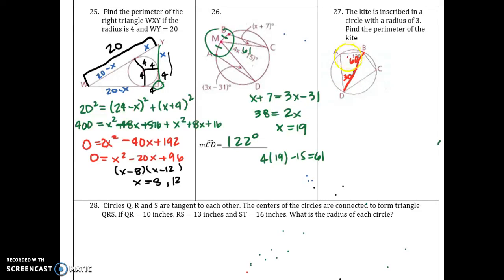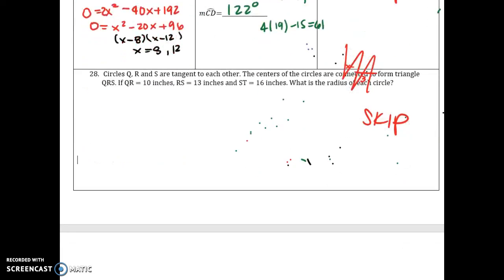Since the radius of your circle is 3, you're going to have to do a little bit of thinking to figure out what one of the actual sides of your triangle is. Guys, go ahead and skip that problem. There's not one that hard on your test.